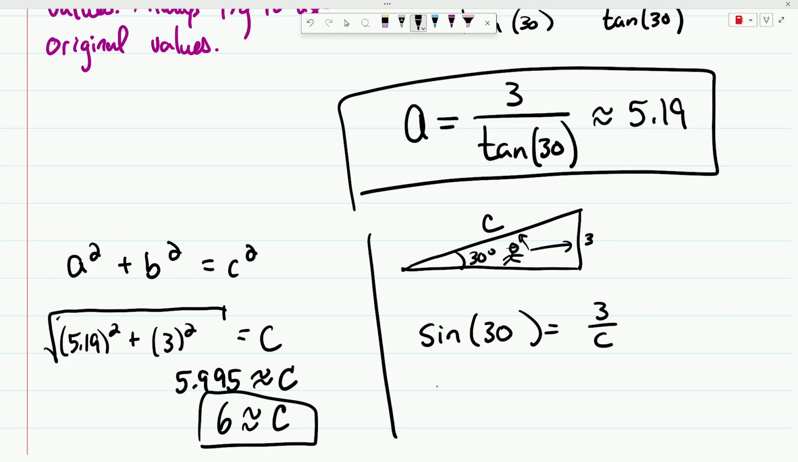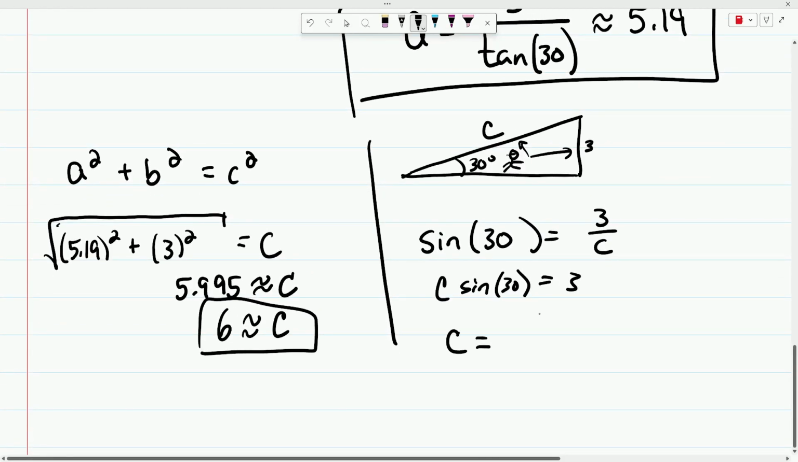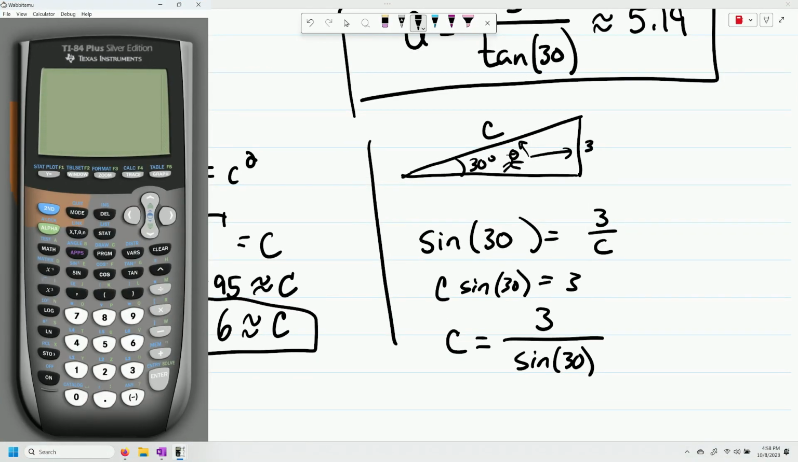So I just multiply both sides by C. And finally, divide both sides by the sine of 30. So C is going to equal 3 over the sine of 30. And when you type that into your calculator, let's go ahead and do that together. Let me get out my calculator. Turn it on. 3 divided by the sine of 30 equals 6. So C equals 6.